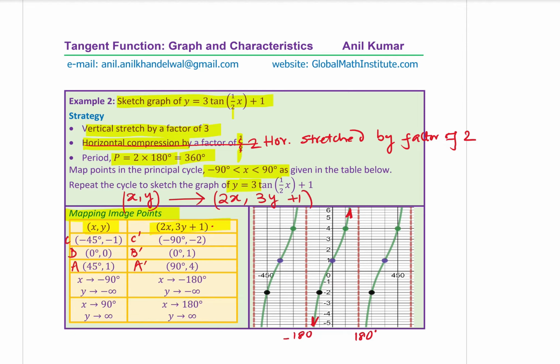Clear? The points A dash, B dash, and C dash are also shown here. Correct? So these are the 3 points which are shown on the graph. The end behavior is shown to you. So that becomes our principal cycle, right? So this is our principal cycle.